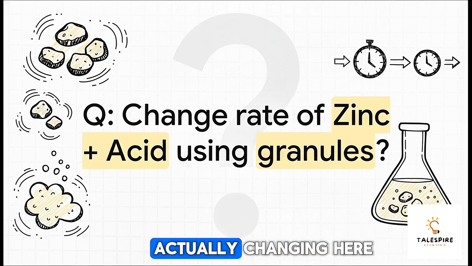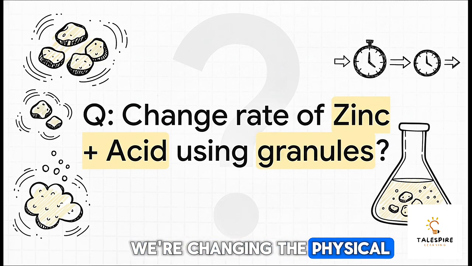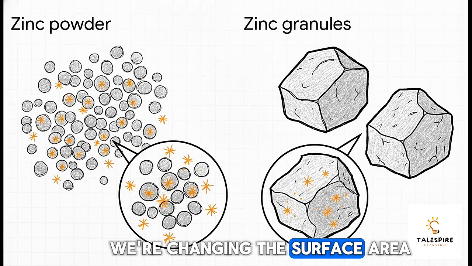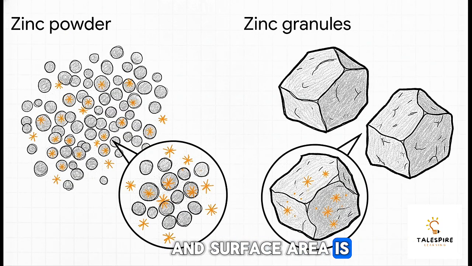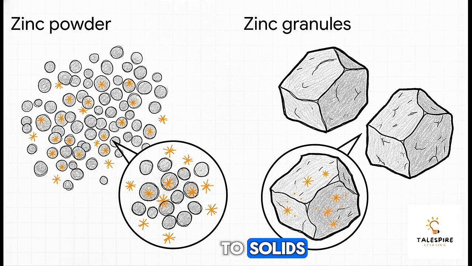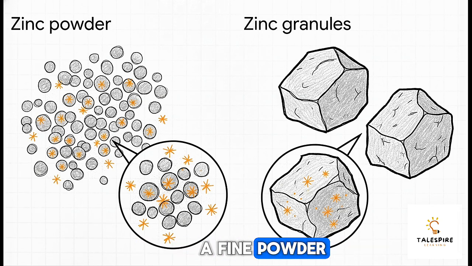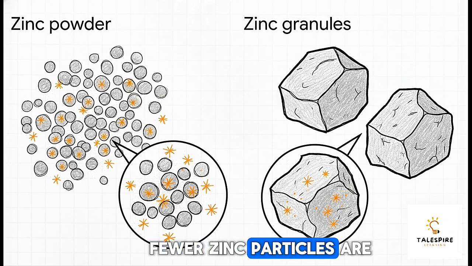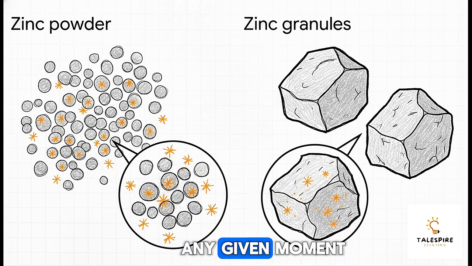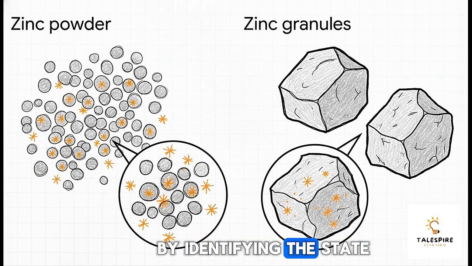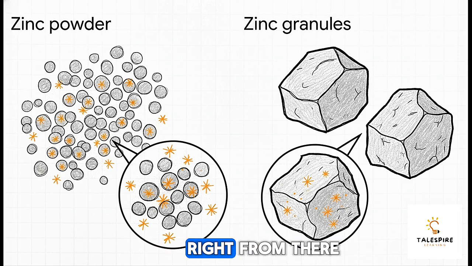Okay, what are we actually changing here? We're changing the physical form of the solid zinc. Right, we're changing the surface area. And surface area is a factor that applies to solids. Granules have way less exposed surface area than a fine powder. That means fewer zinc particles are available to react at any given moment. So, our prediction? The rate decreases. Correct again. See the pattern? Every single prediction started by identifying the state. The answer just flows right from there.